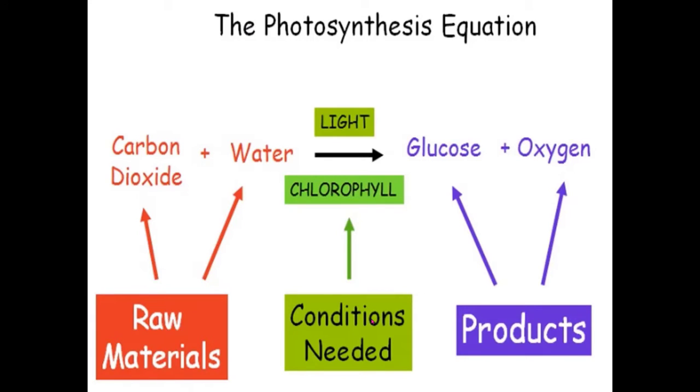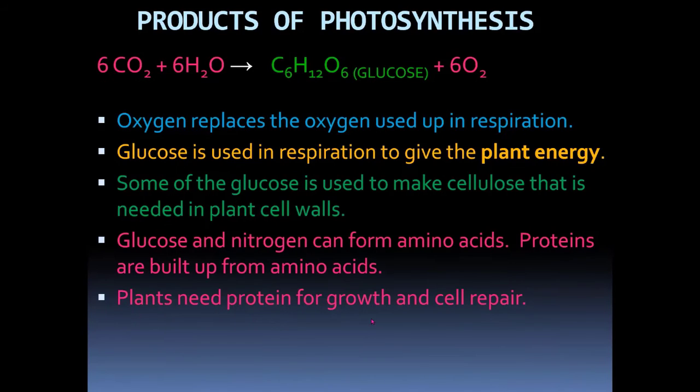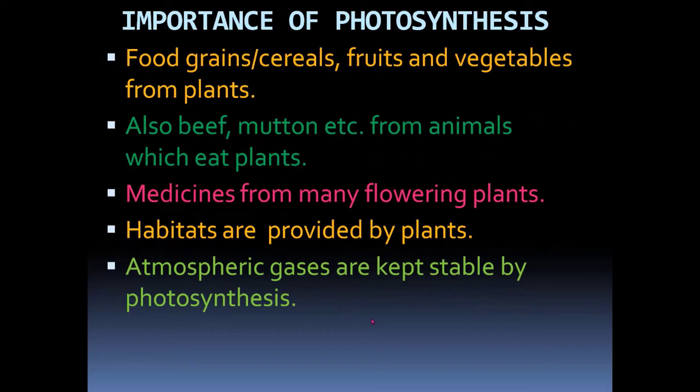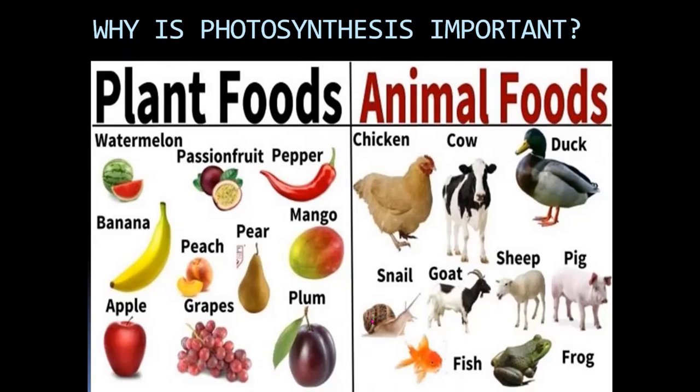The equation of photosynthesis was revised with the students, and also the raw materials and the products of photosynthesis were again gone through in detail, and also the importance of the products of photosynthesis, that is the oxygen and glucose, how these products are very important for the plants, and this was gone through. Also, the different products of photosynthesis were discussed, and how important the process of photosynthesis is for living things.